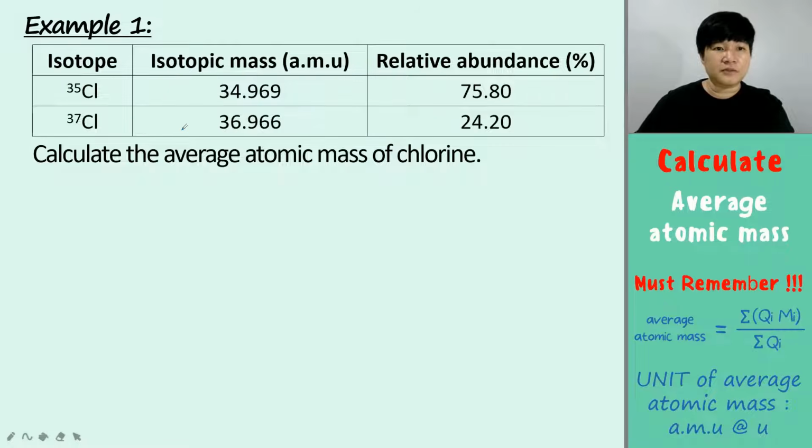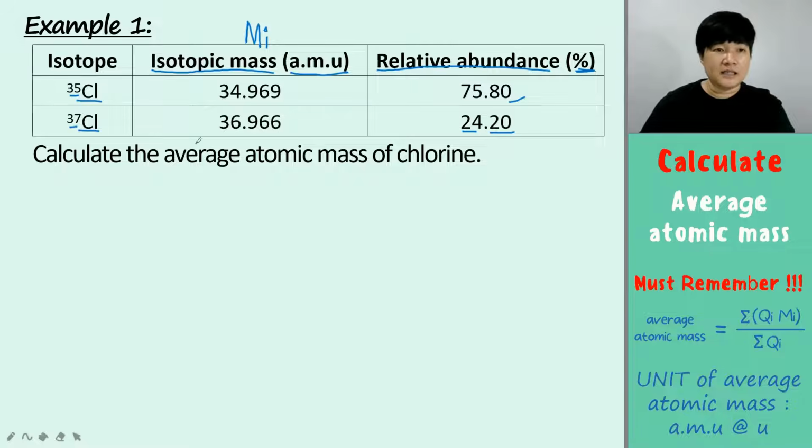The first example is chlorine. You can see chlorine has two isotopes, chlorine 35 and chlorine 37, with the isotopic mass given in the unit of AMU. Isotopic mass means this is your Mi. Next, you have the relative abundance. The relative abundance of chlorine 35 is 75.8%.